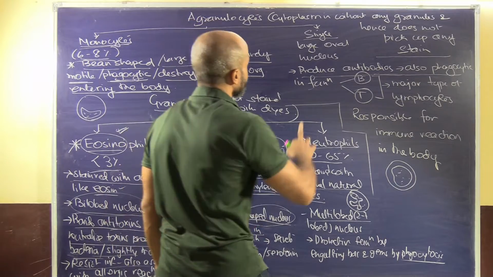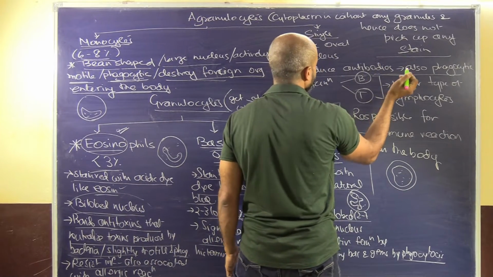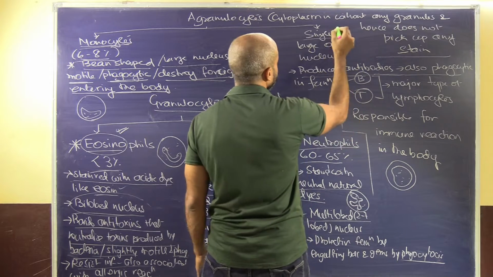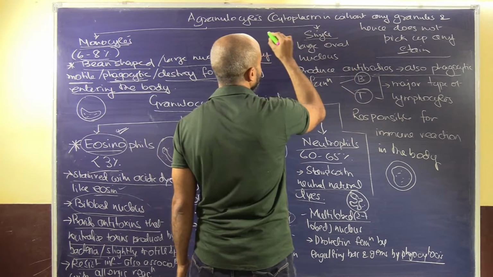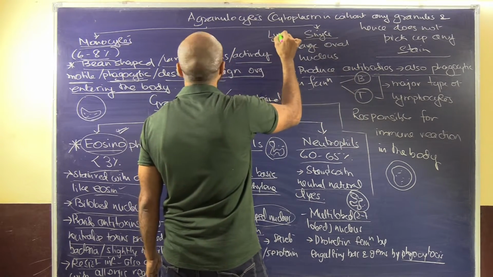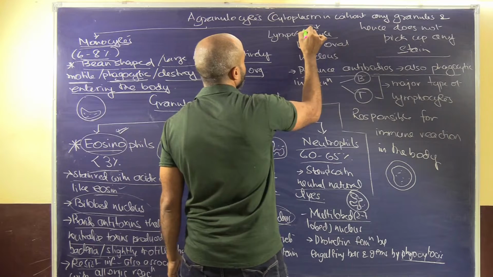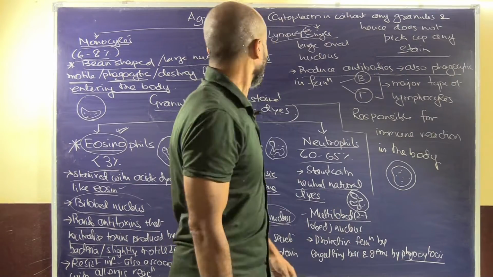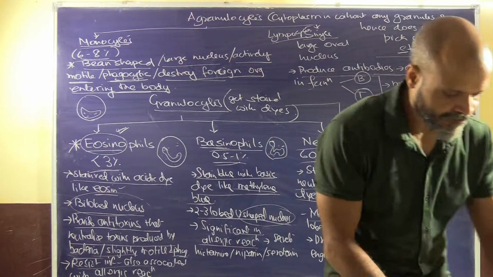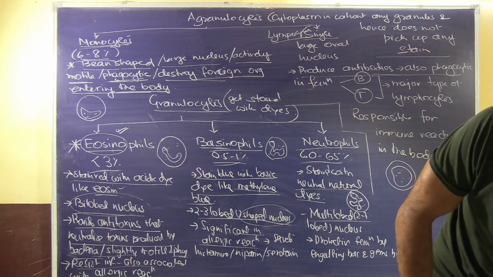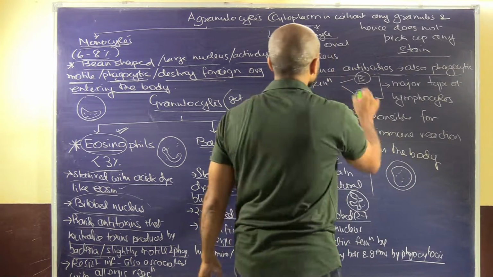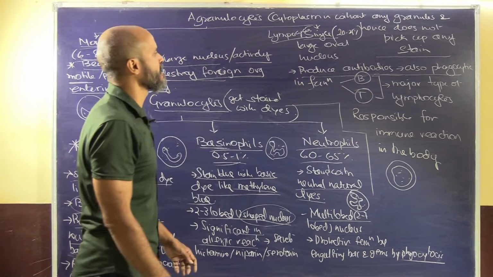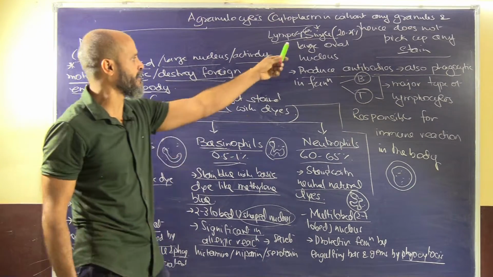There is just no place, so I will write here. This is lymphocytes. I have not written the percentage here. So lymphocytes basically are to a tune of 20 to 25%.